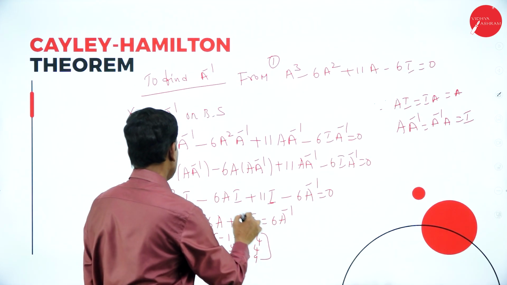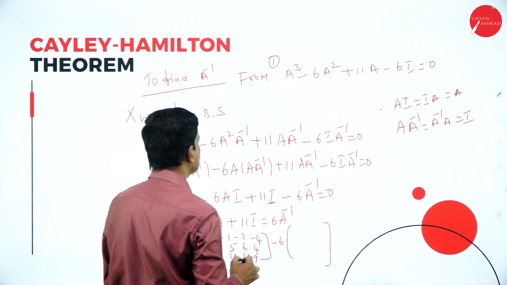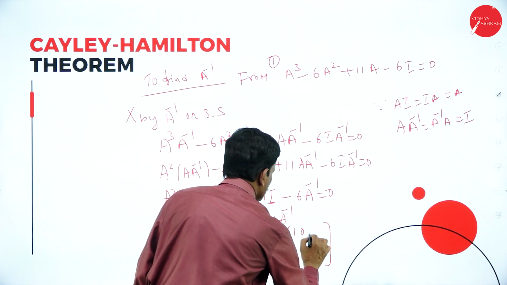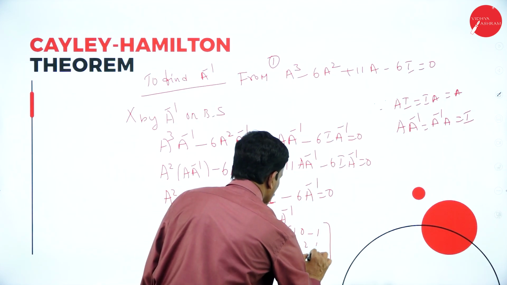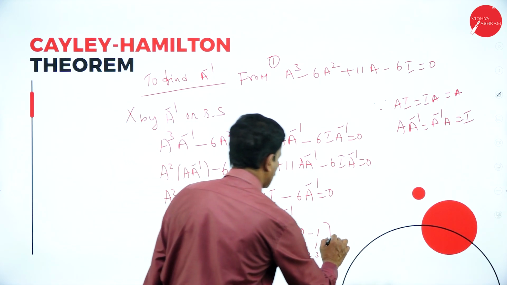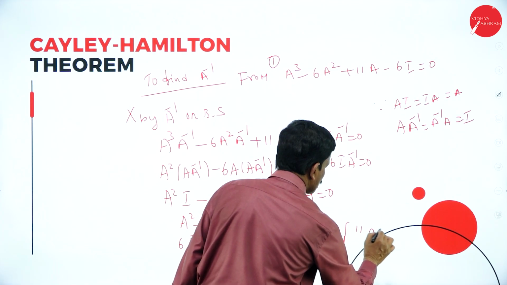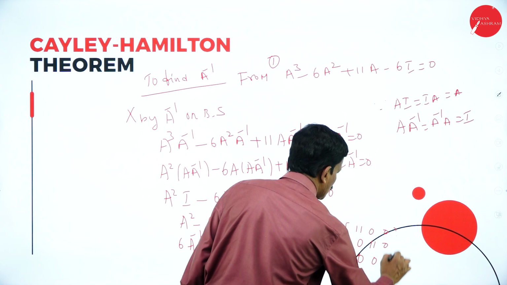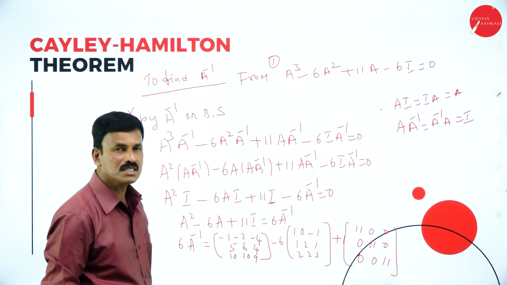Then minus 6 times the matrix A, the given matrix. What is the given matrix? Given matrix 1, 0, minus 1; 1, 2, 1; 2, 2 and 3. Plus 11 times I means 11, 0, 0; 0, 11, 0; 0, 0, 11. So simplify this, you will get the inverse for this matrix.